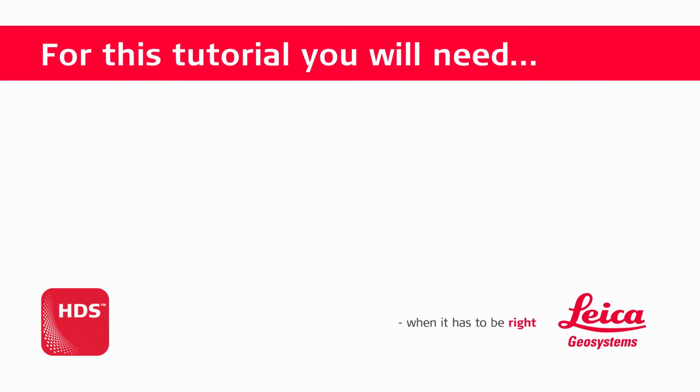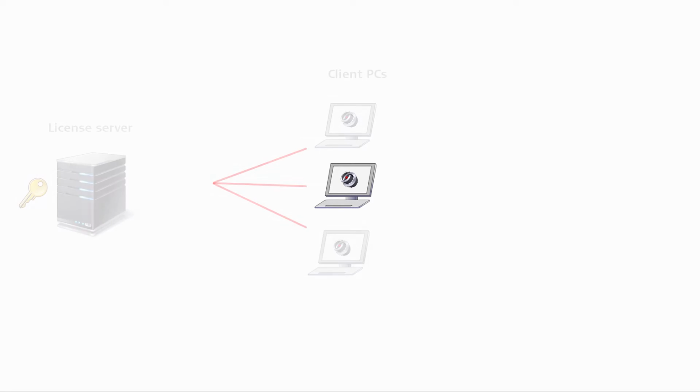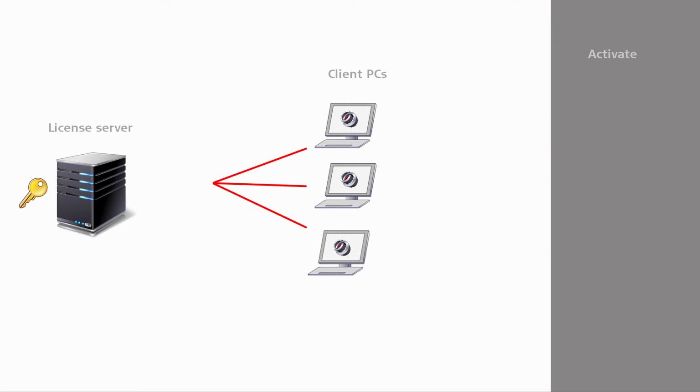For this training movie, you will need the client license management system. For the activation, update and return of licenses, a connection to the internet is required. The CLM is a tool to serve and administer licenses on a single PC or in a network. It provides advanced functionality to activate, manage and borrow licenses.